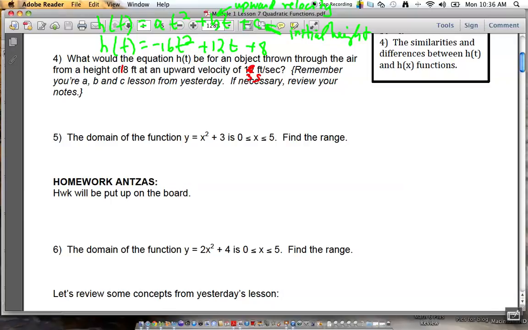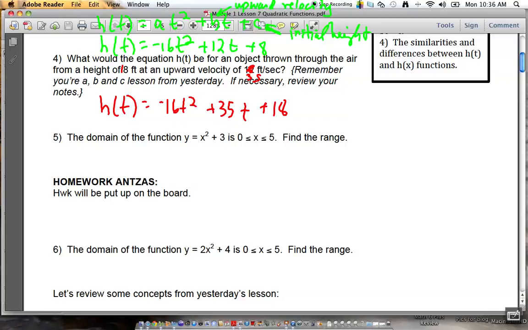Okay, Ms. Serrano, what do you think? H of t equals what? Negative 16, right? T squared, keep going. Plus 35t, good, plus 18. Nice. H of t equals negative 16t squared plus 35t plus 18.